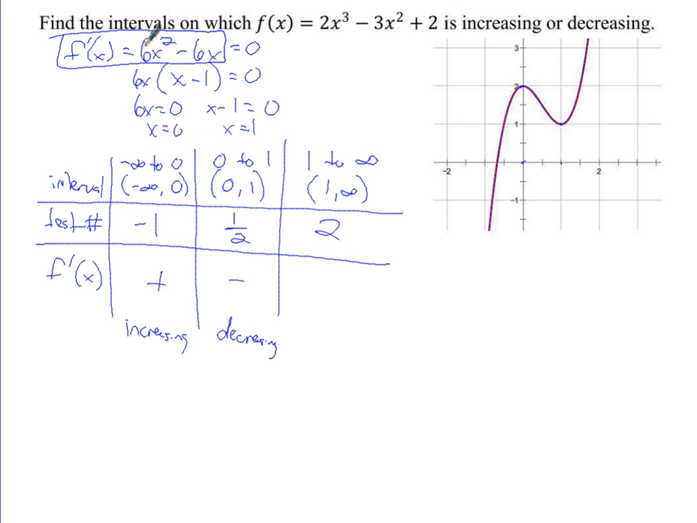Finally, we take the 2, plug it in. 2 squared is 4, so we have 24 here minus 12 here. We wind up positive here, we're increasing again.